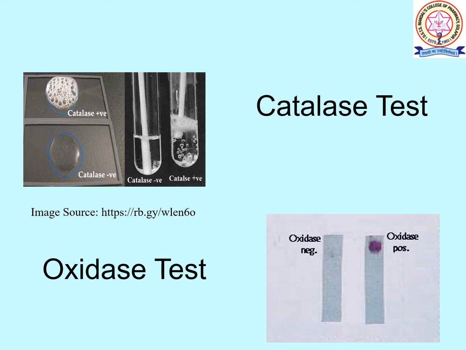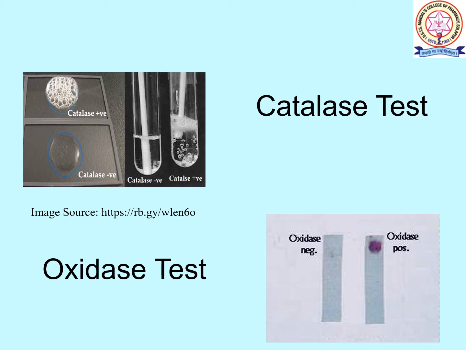Examples: Staphylococci, Micrococci, Listeria. These are some examples which show the positive test. There are very few examples, that is, some of the Streptococcus and Enterococcus species can show a negative test as well.